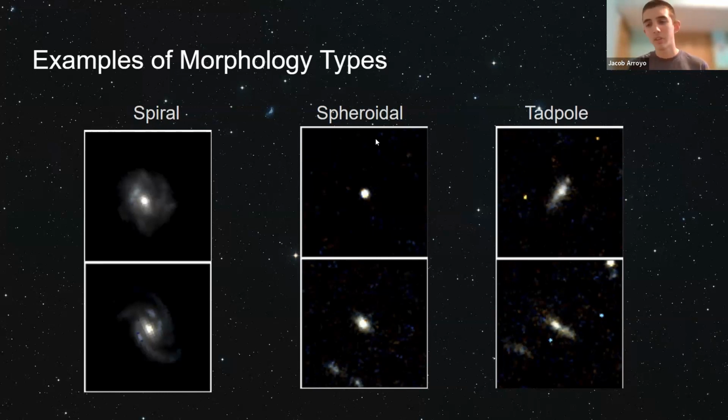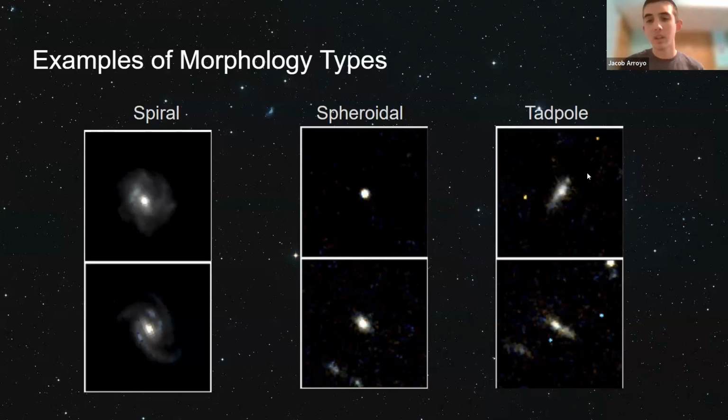Next we have spheroidal, and this kind of lumps together a lot of different types. It does include all of the elliptical galaxies, but it also includes many galaxies that wouldn't normally be classified as ellipticals due to properties, but are mainly one large clump or bulge of stars. So it's kind of a catch-all that just gets anything that looks like a lump. So here are some examples. And then the tadpoles are a third type, though not the final type, as you'll see.